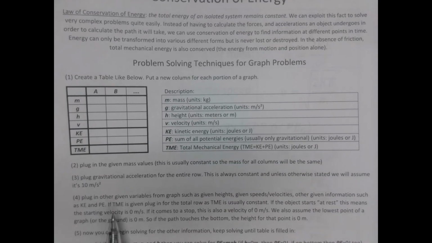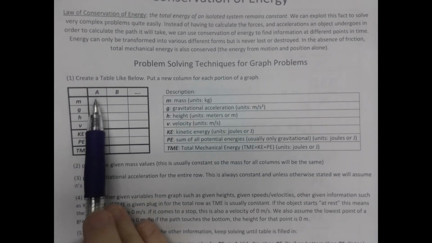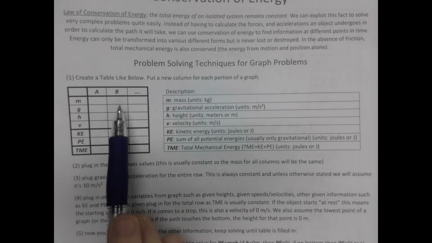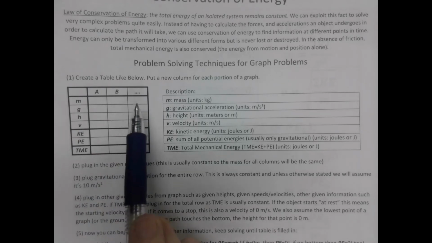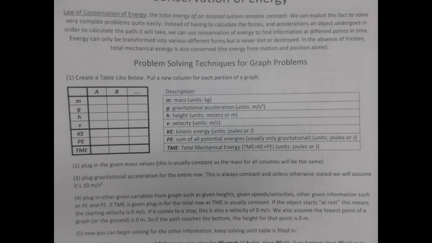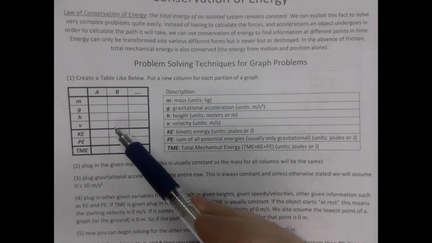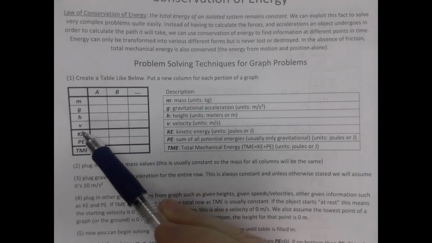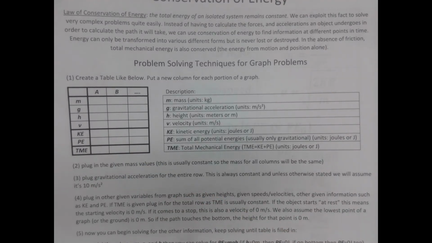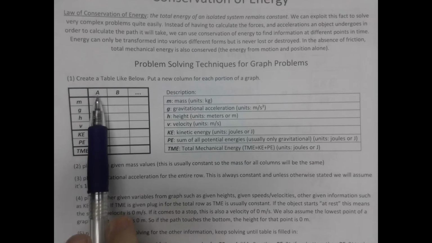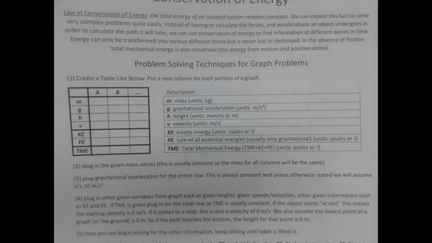Next, we plug in any other given variables from the graph, such as height. What height was it at point A? What height was it at point B? What height was it at point C? And so on. If it gives you any speeds or velocities, we plug it in. So maybe it says at point B, it's going 11 meters per second. So at point B, we plug in 11 meters per second. If it says the object starts at rest, that means not moving. So if it starts at point A and it's at rest, we plug in 0 meters per second.